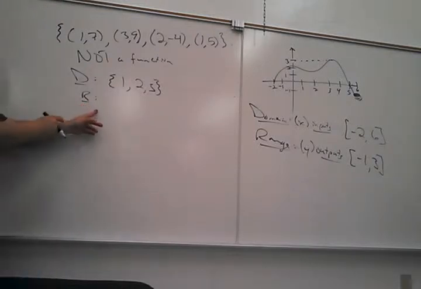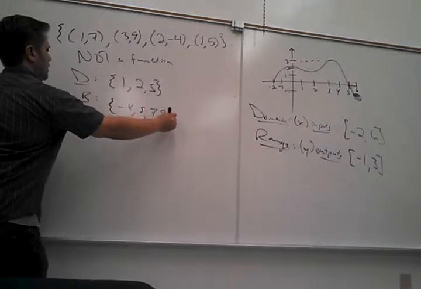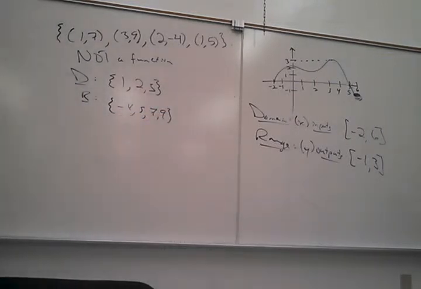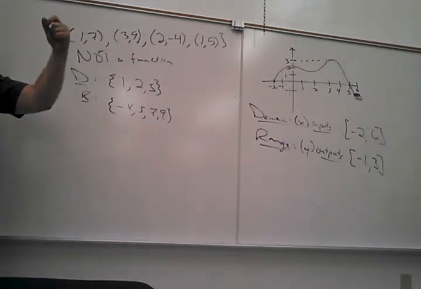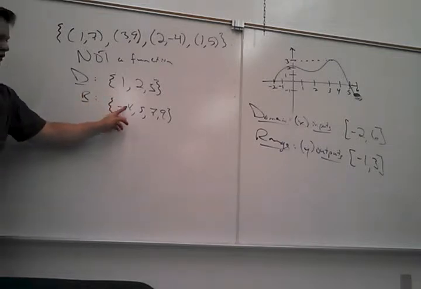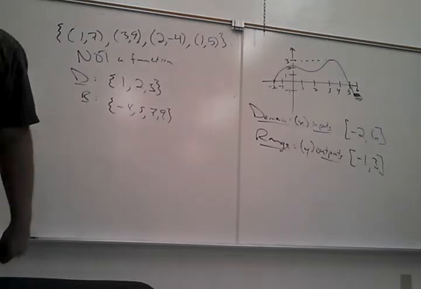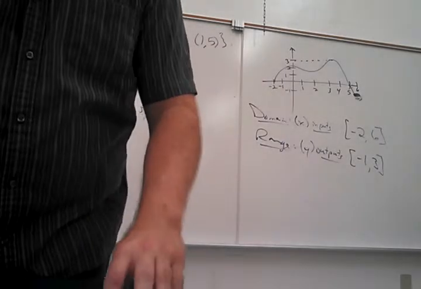What's the output? What's the range? -4, 5, 7, 9. Cool. All the outputs. This is different from that one. These are specific points. It's not lines in between. It doesn't include all the values in between. It's just specific values that work. Alright, and that's plenty. So we'll pick up from there next time.